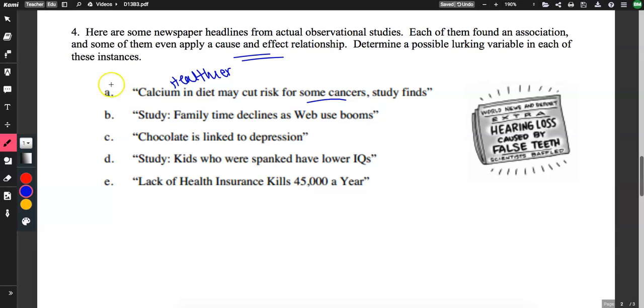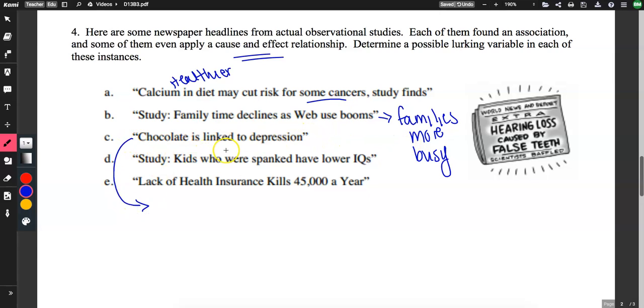Another one, study family time declines as web use booms. So why would family time decline and website use goes up? Maybe families are more busy. I can think of an easy one. This current life we're living, people are on the web more than ever and probably spending a little bit less time together, even though you're home longer, but you're on the web more because it's a pandemic and you're stuck at home, okay? We'll do one more and then we'll be done with this.